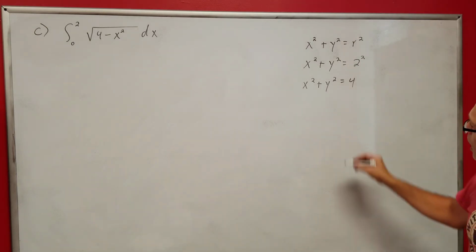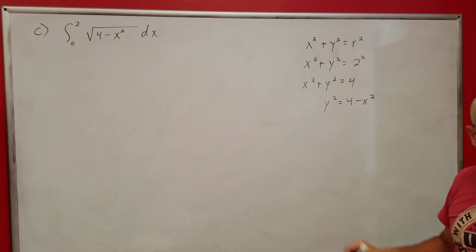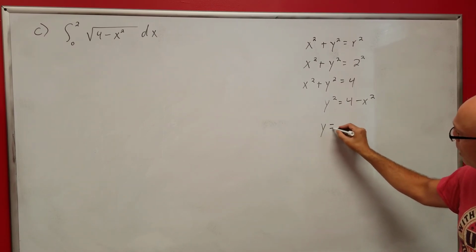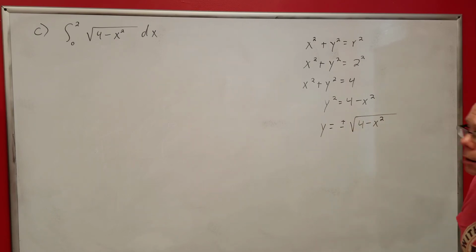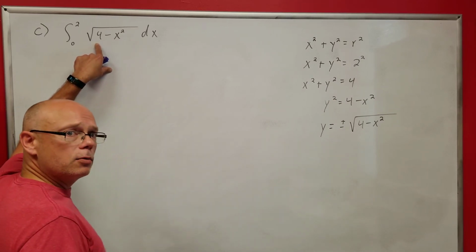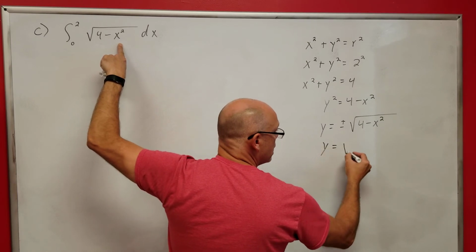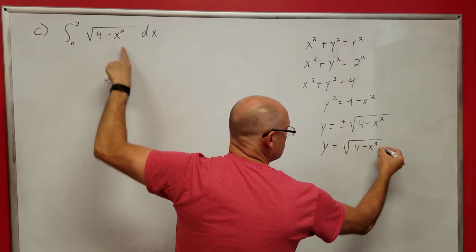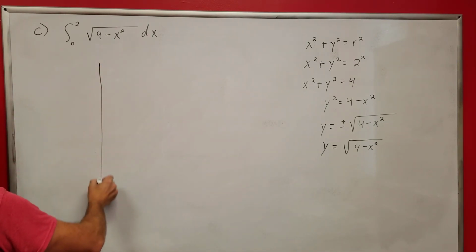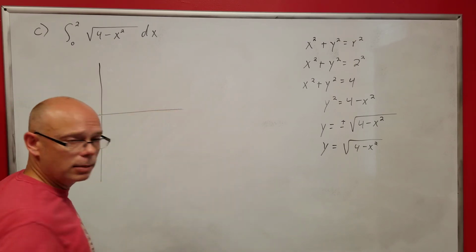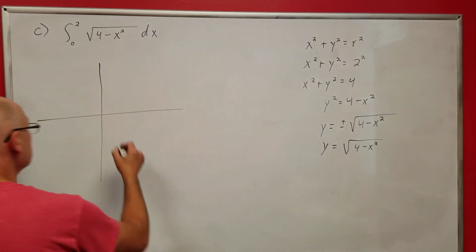And what if I solve for y? I'll get y squared is equal to 4 minus x squared. Then if I take the square root of both sides, y is equal to plus or minus the square root of 4 minus x squared. That's basically what I have right here, right? Square root of 4 minus x squared. But I do not have the minus case. The only case I have is 4 minus x squared under that radical that's positive. So what shape does that make then? That makes a semicircle with a radius of 2.